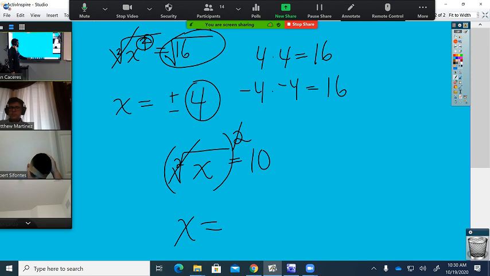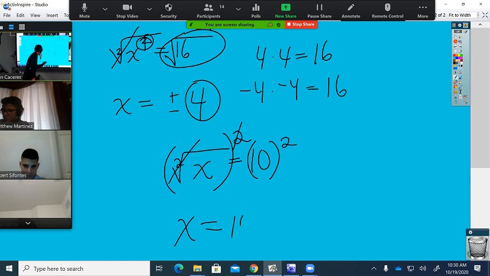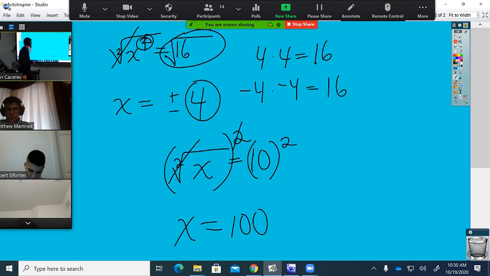But whatever you do to the left side, you also have to do it to the right side. 10 to the second power means 10 times 10, which is 100. You could also use common sense. Square root of what would be 10? Square root of 100 would be 10.